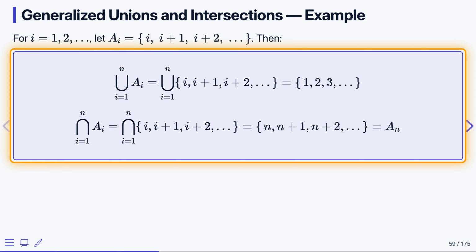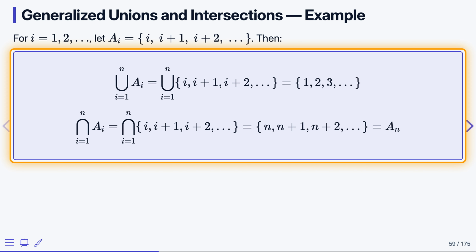Let us see an example. For each index i, we define the set A sub i to be all the whole numbers starting at i and going up forever. So A sub 1 is 1, 2, 3, and up. A sub 2 is 2, 3, 4, and up. Each later set is a bit smaller because it starts higher. Now take the big union from i equals 1 to n. The union collects everything in any of the sets. Since A sub 1 already holds 1, 2, 3, and up, the union is just 1, 2, 3, and up.